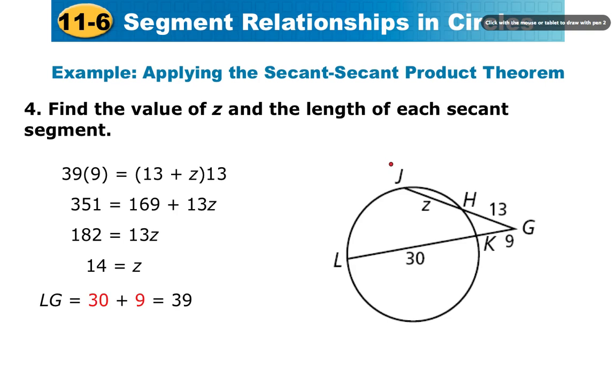You should be able to see where we get 39. We don't need z. For JG, we do need z, and it is equal to 27.